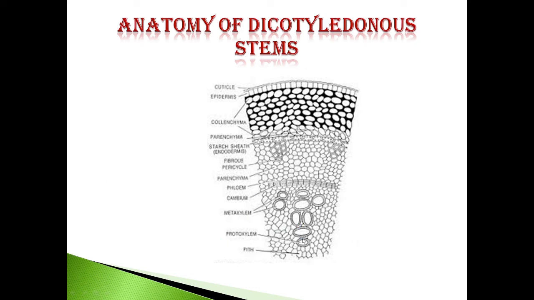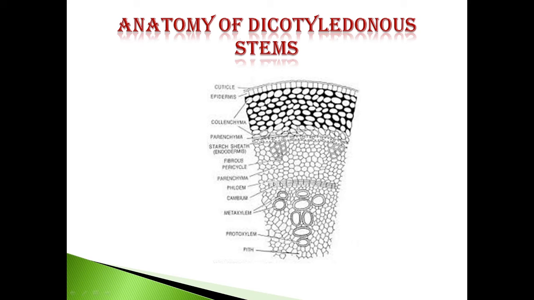This is the center of the stem. Pith is the center of the stem. And here we see the xylem, and that is known as the protoxylem. The more peripheral part of the primary xylem is known as the metaxylem. So this is the protoxylem and this is the metaxylem.